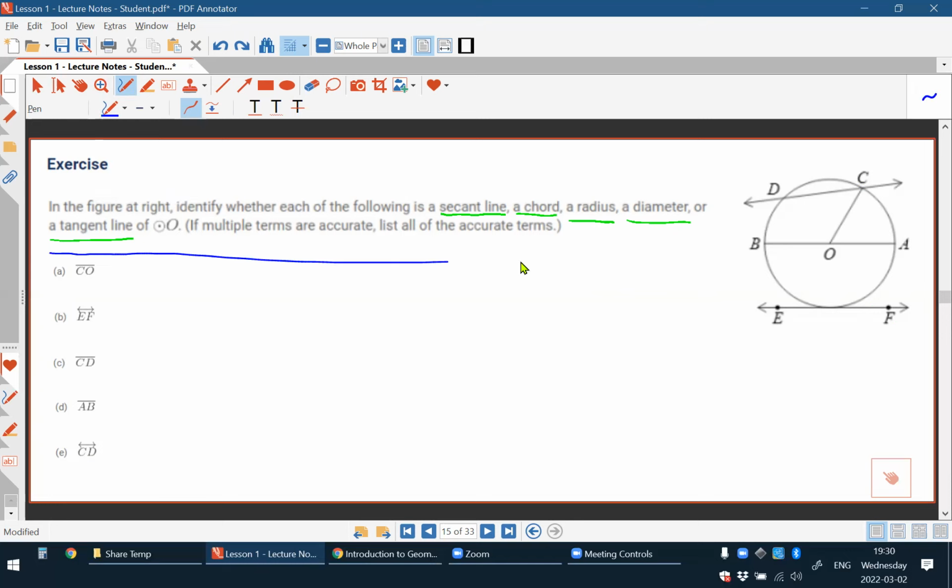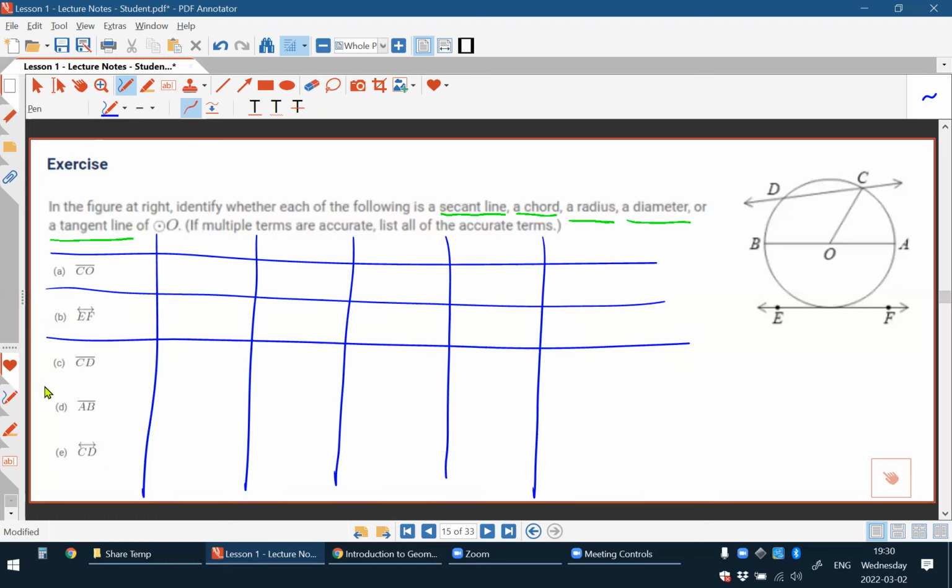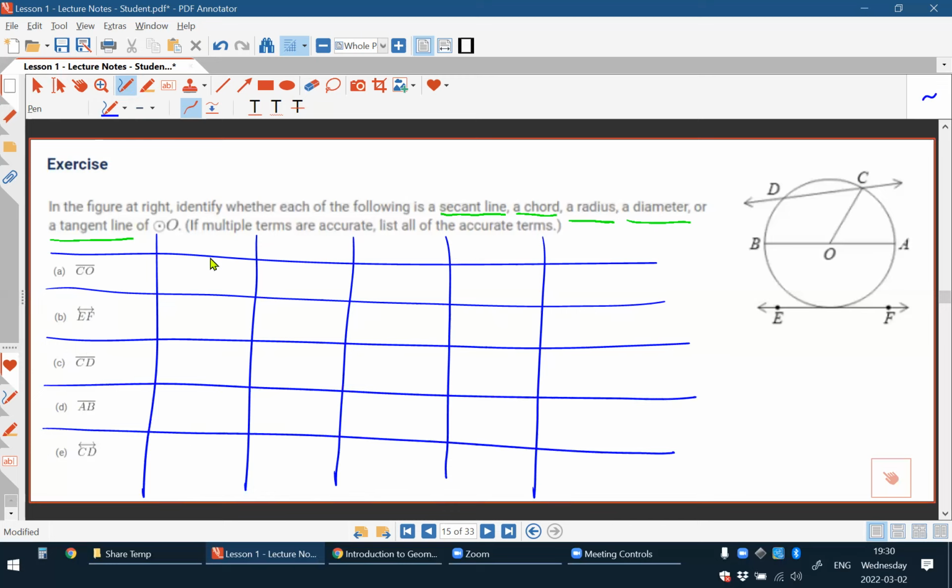Okay, so basically we can make a table here, with 1, 2, 3, 4, 5. Okay, so basically let's put yes or no into each of the boxes.